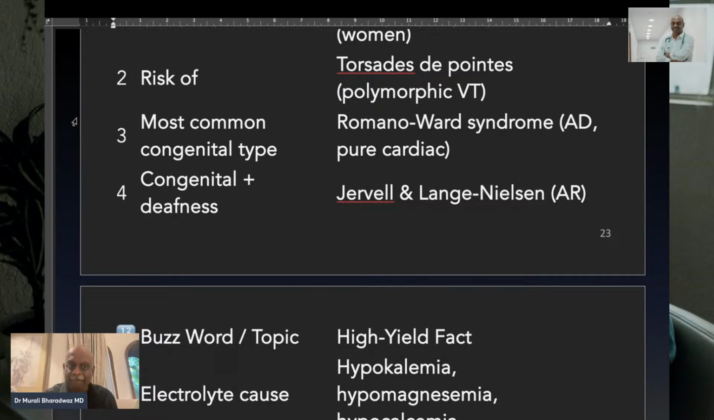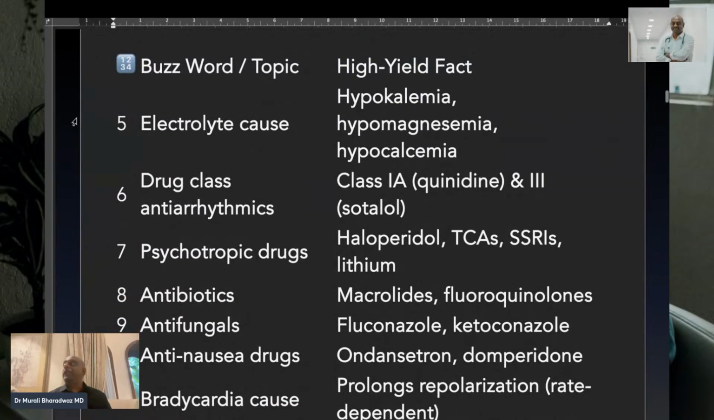Remember that. Then what are the electrolyte causes of prolonged QT? Hypokalemia, hypomagnesemia, hypocalcemia, all hypos. Yes. Similarly, class 1A group of antiarrhythmics like quinidine, and class 3 like sotalol. Sotalol is a potassium channel blocker.